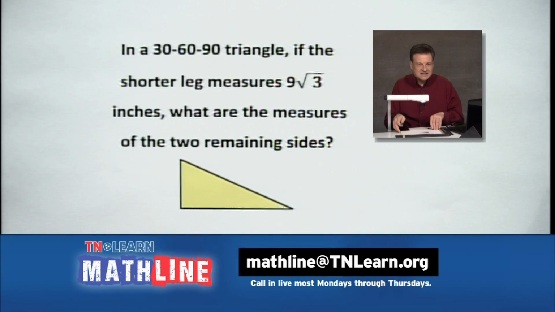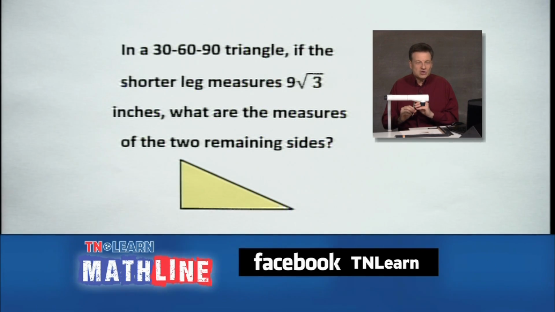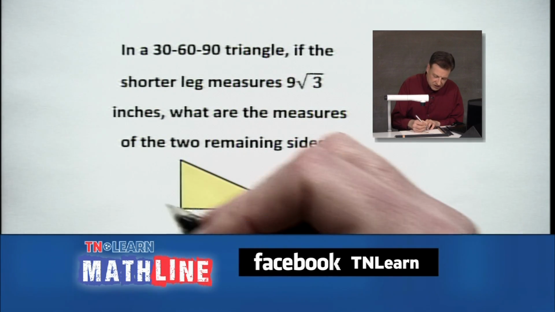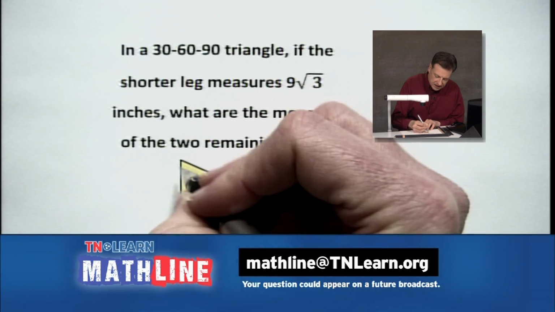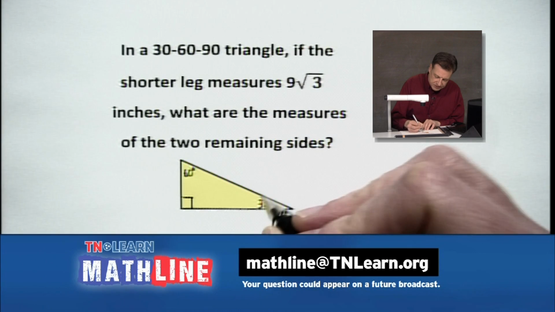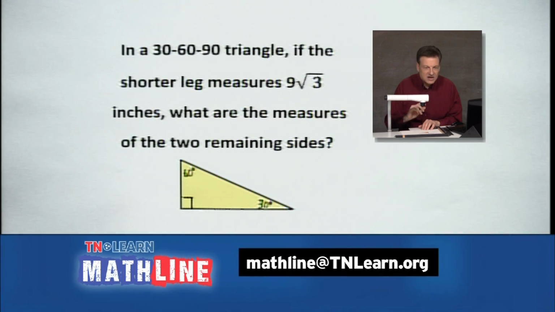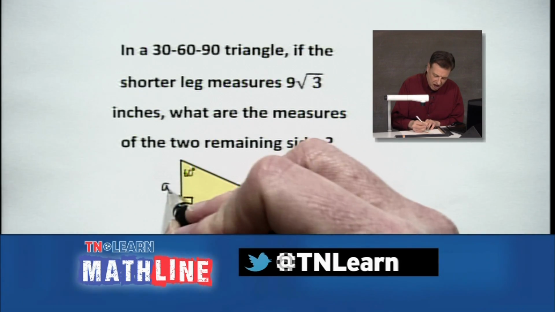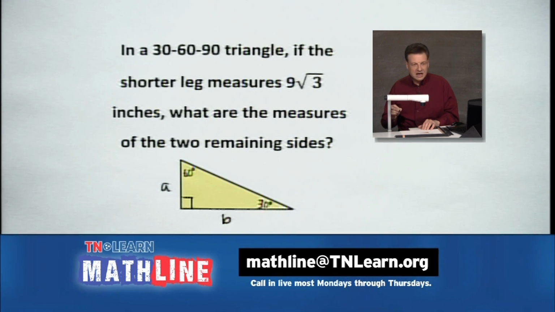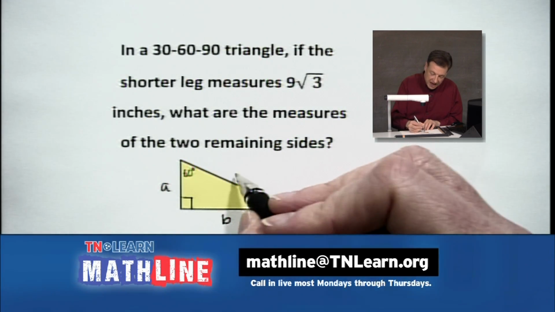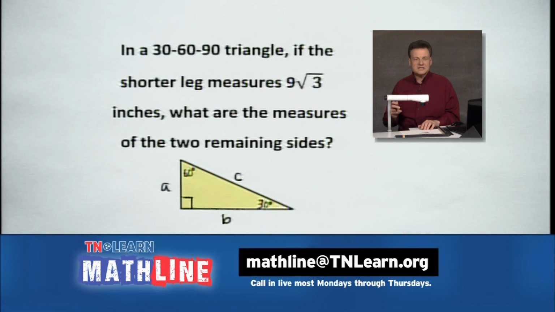In a 30-60-90 triangle, if the shorter leg measures 9 roots of 3, and these are inches. So in other words, here we go. There's the 90, there's the 30, there's the 60. I will always put those in there because it's nice to know those things. Remember what I've used? I've used the letter A opposite the 30 because it's the smallest. B in the middle, opposite the 60. And then finally, the hypotenuse is always the longest side of a right triangle, all right?